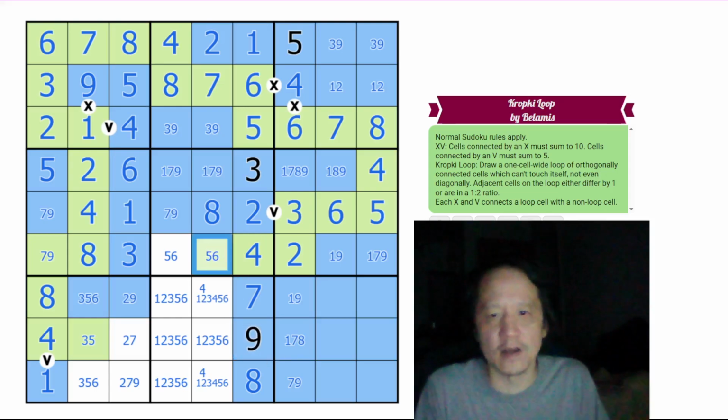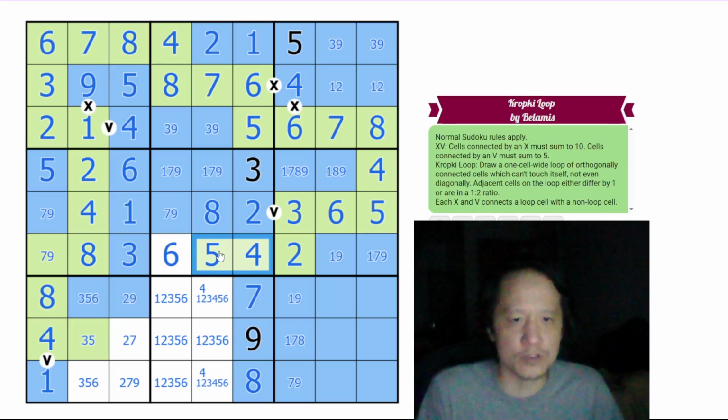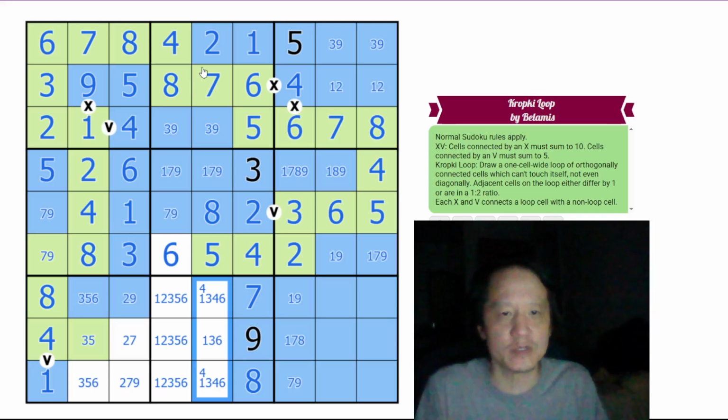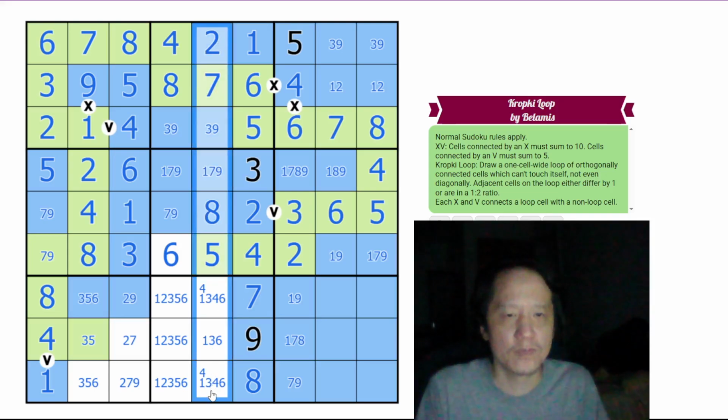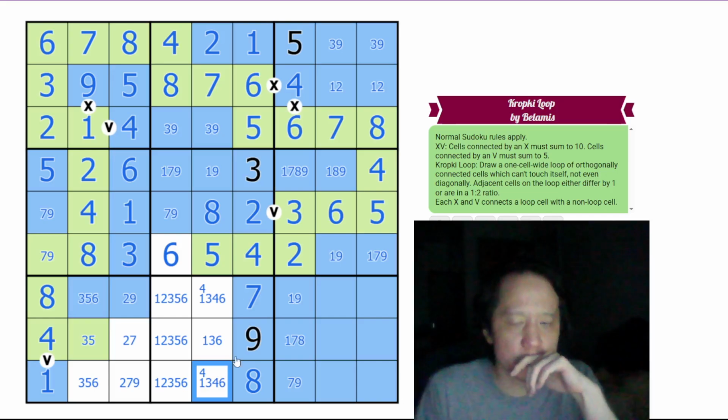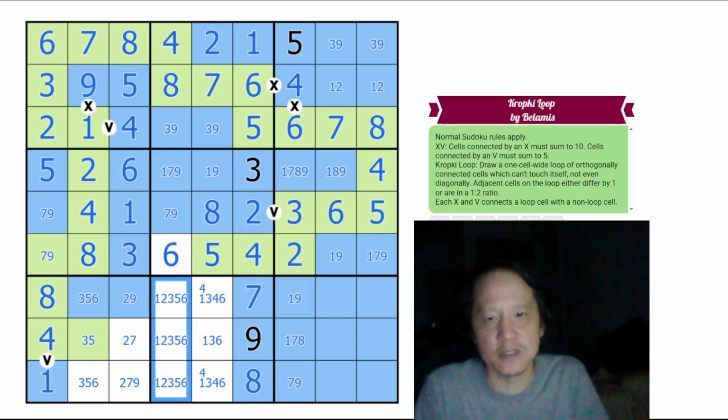So this is a 5 because that's the only digit that's in a relationship ratio, in a consecutive or 1 to 2 ratio with it. This can't be 5 then. This can't be 2 because of the 2 in the column. This 7 eliminates 7 here. This can't be 6 because of the 6 in the column.